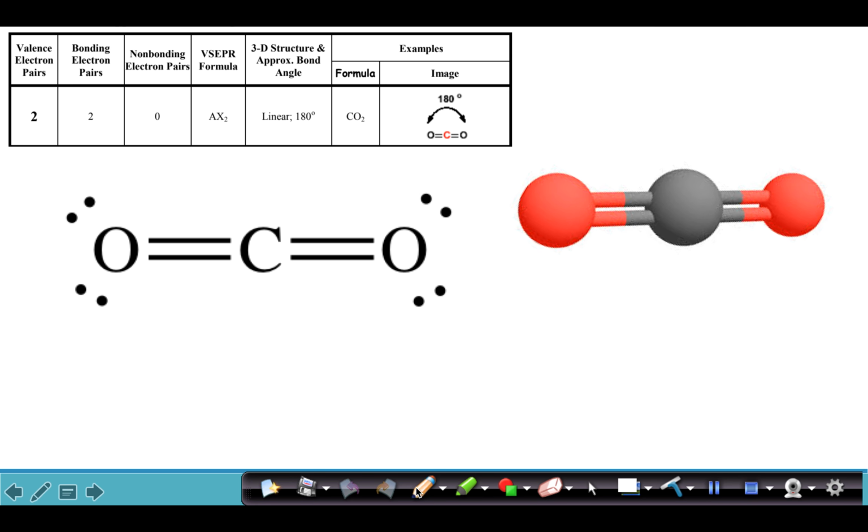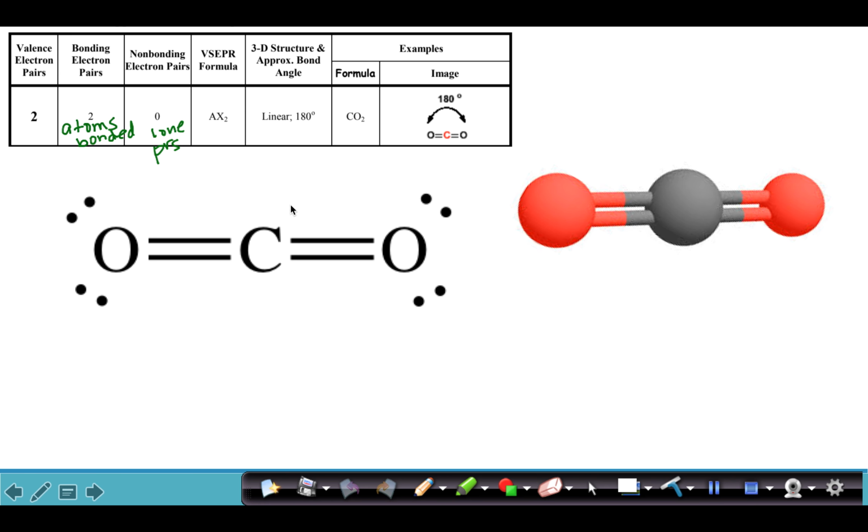So for the first one on the chart here, when we're talking about valence electron pairs of 2, bonding pairs of 2, and non-bonding pairs of 0, what that means is that there are 2 bonded atoms around the central atom and there are no lone pairs on the central atom. So we are always focusing on the central atom. So this has 1, 2 atoms bonded, and 0 lone pairs.